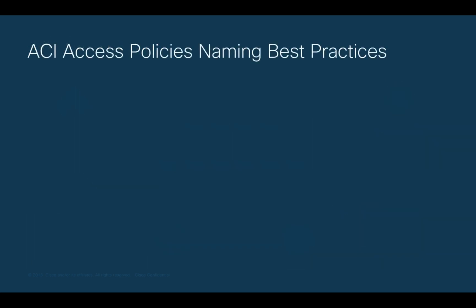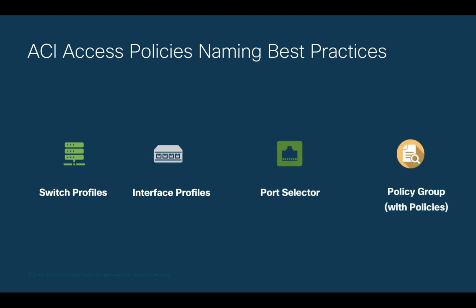As you learned, there are four main things that we create when configuring access policies and new connections: switch profiles, interface profiles, port selectors, and policy groups, which include policies. It is very easy to get your configurations messy with these if you create new profiles and objects every time you add a new connection. So, I would like you to just create what you need.